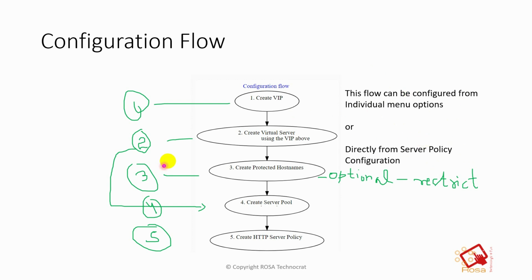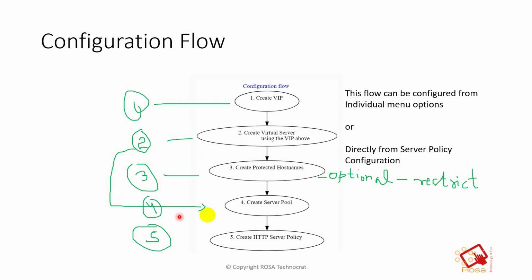What does it mean? You have to create a VIP, then bind the VIP to a virtual server. That is the second step. And then you have to create protected host names. Protected host names is an optional configuration. Optional means if you want to restrict the traffic just based on a specific URL or a specific domain, then you can specify the protected host names that you will host behind this virtual IP. So that is optional.